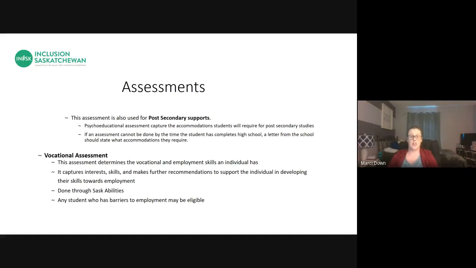The other assessment that I'll talk to you about here is the vocational assessment. It's done through Saskabilities. It is used to determine the vocational and employment skills an individual has. It captures interests and skills, and makes further recommendations to support the individual in developing their skills towards employment. So this one's really more focused on employment. And any student with barriers to employment may be eligible.